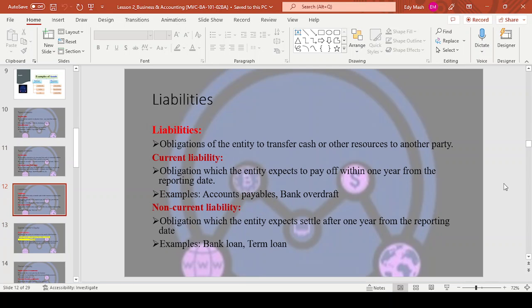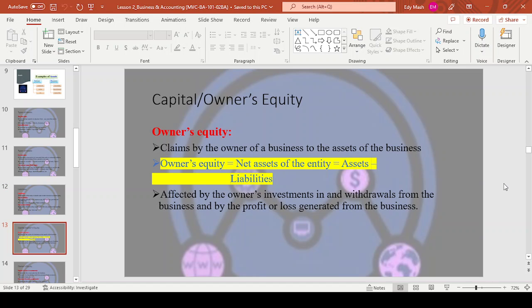Liabilities, we also have current and non-current. The current, less than 1 year, you have to pay up. And non-current, long-term, like debentures, bank loans and so on. And then the owner's equity, that's the capital, the money to start the business, the money the investors put in to get the business going. That's the owner's equity. And now I'll give you a snippet into the balance sheet equation.